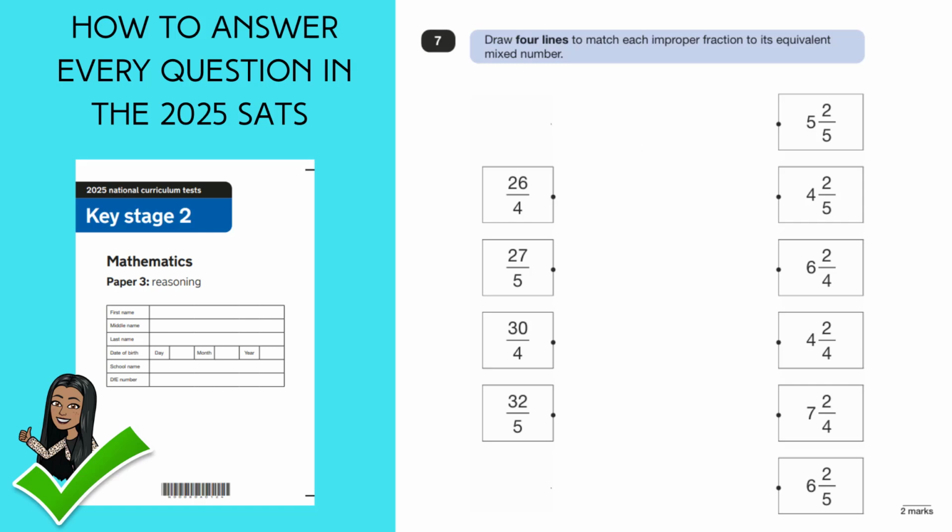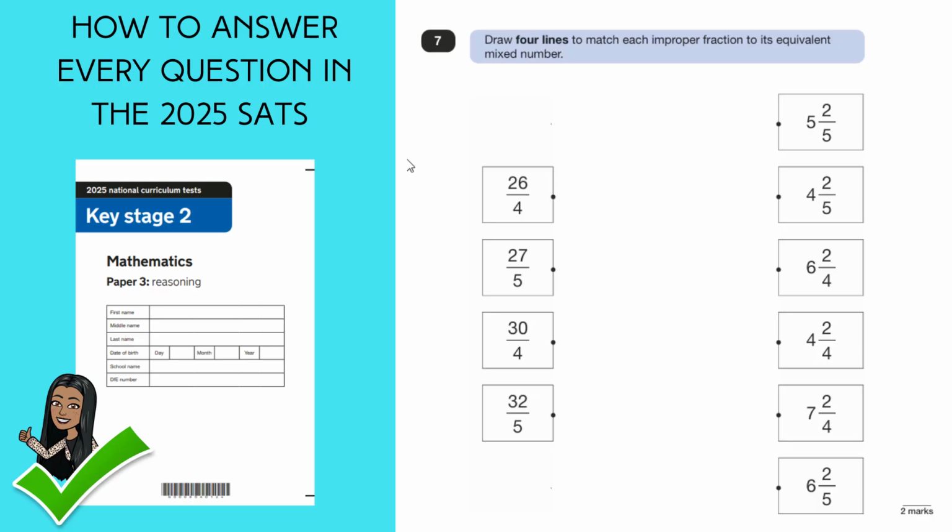Question 7, draw 4 lines, in bold 4 lines, to match each improper fraction to its equivalent mixed number. So there are 4 improper fractions, and there are 6 mixed numbers. So 2 of these mixed numbers will not be matched. So we need to change each improper fraction to its equivalent mixed number. So the best thing to do is to calculate each of these as a mixed number.